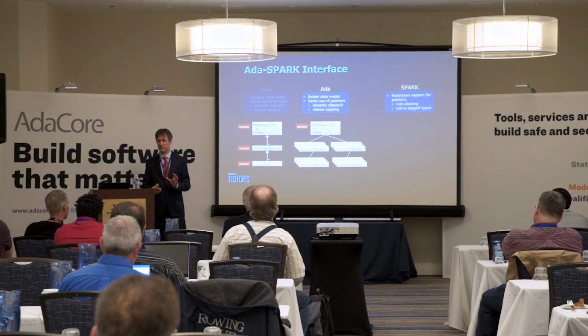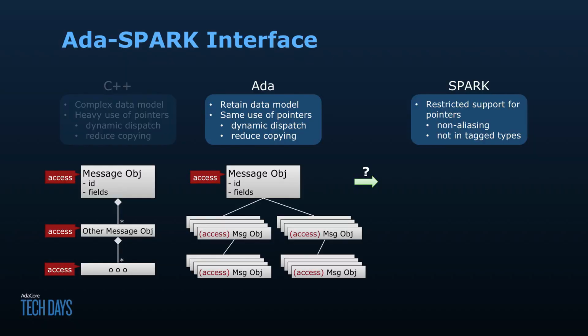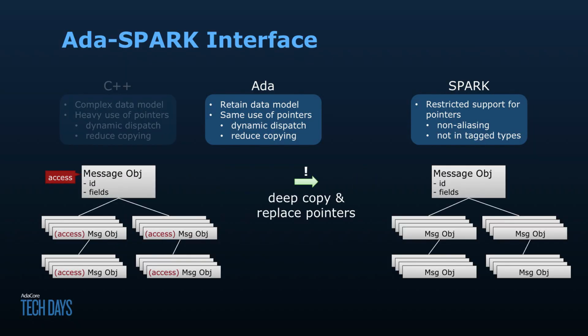But for us, we had to find a way to get these object graphs linked together with access types into Spark. So the first thing we thought of is, well, we could simply deep copy these object graphs and replace all the pointers. But that's pretty clearly undesirable because it's greedy. You have to do this for the whole object graph, whether or not you use the whole thing. And it's very heavyweight. So we didn't like that idea.